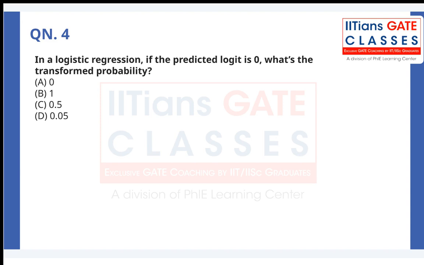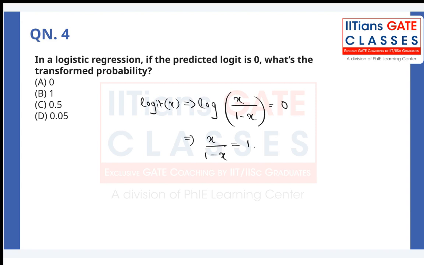Okay. So in a logistic regression, if the predicted logit is zero, what's the transform probability? As you all know, the logit of X is log of X by 1 minus X. And then you have to find the value of X. Given this value is zero, you can write this as X by one minus X is equal to one, and that means X is equal to one minus X. You can find the value of X as 0.5.